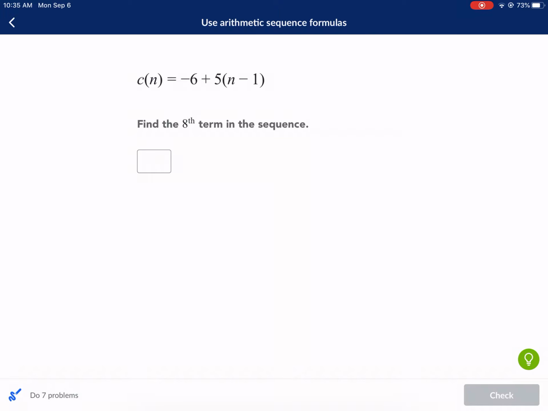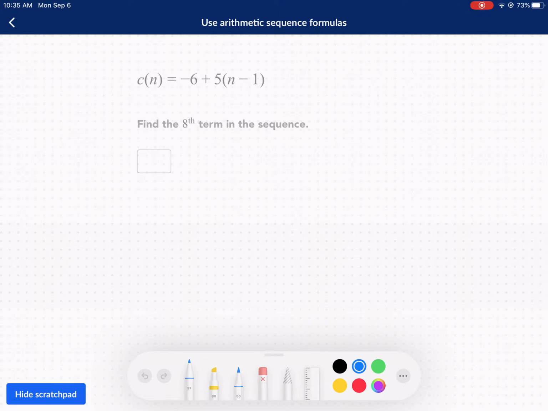So we have this arithmetic sequence formula here to start. So let's break it down real quick. I have another video on this also, but let's break this down into its components. So we have the C of n. What does that mean? Well, C is kind of just the label for the sequence, okay?